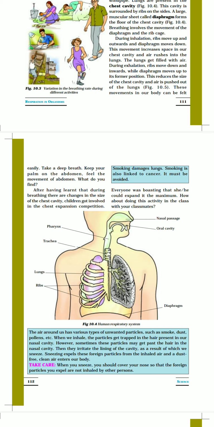Your ribs move down and inwards while your diaphragm moves up to its former position. The diaphragm comes back up. Okay. So it reduces the size of the chest cavity and air is pushed out of the lungs. So these movements in our body can be felt easily.